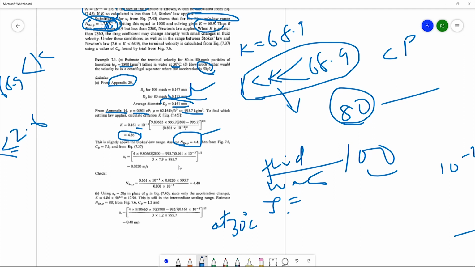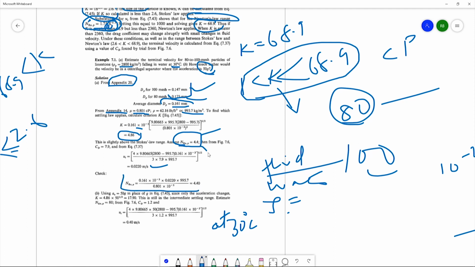In general, the general equation you know. So just put here all the values. Okay, you can get it here. So you will get 0.0220 meter per second. So you have calculated the terminal velocity now. Then just recalculate the Reynolds number. So if you recalculate the Reynolds number, you will get 4.40.